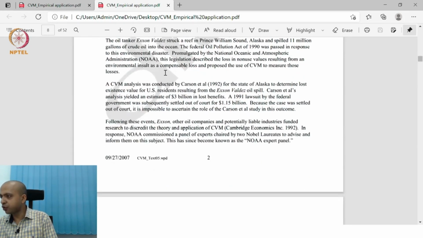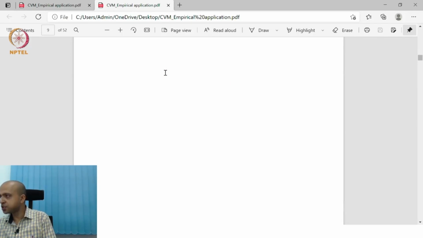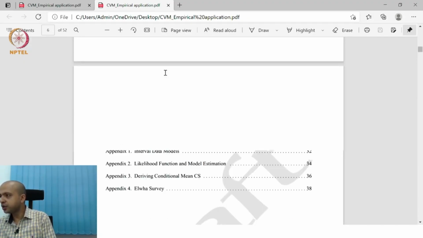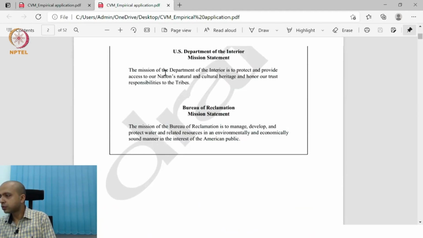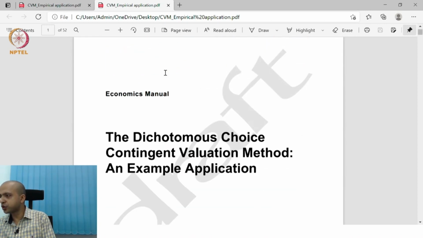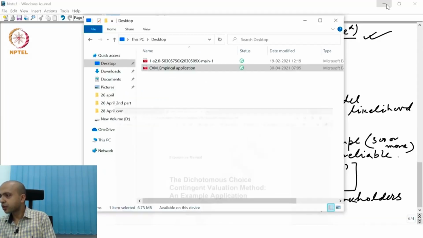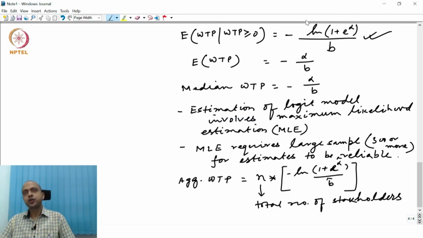Okay, that is the paper I am going to share with you. The only thing is that you need to understand the econometrics of the logit model, which you should understand from my lecture on the logit model. They have discussed everything. So this is the reference, you need to clearly understand it. This is the reference: the dichotomous choice contingent valuation method. So this is all about the empirical part of the contingent valuation method, how to estimate willingness to pay.